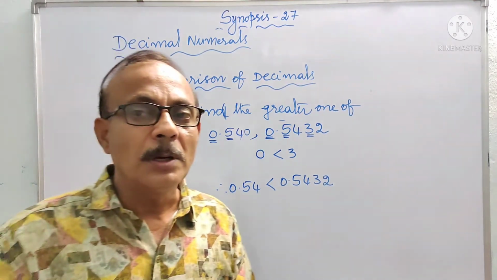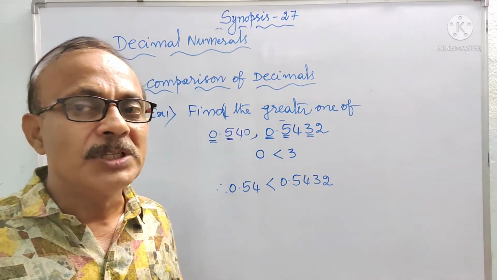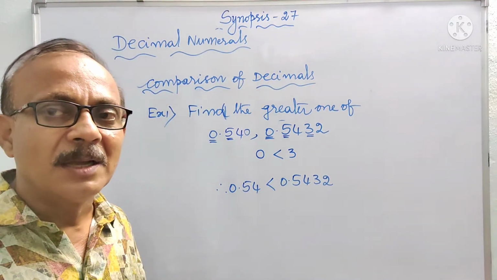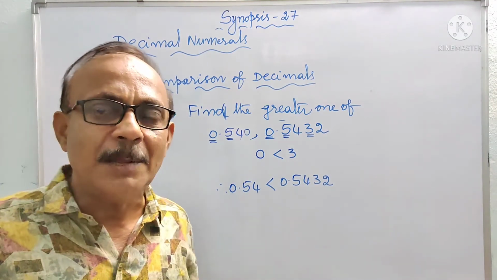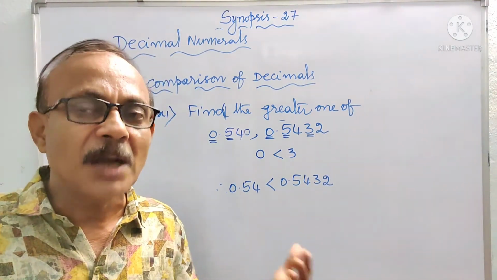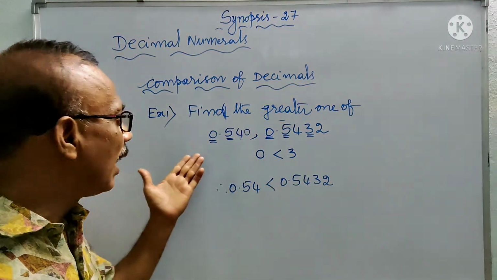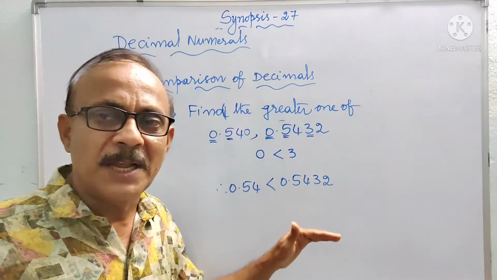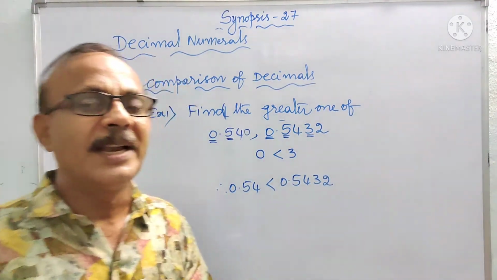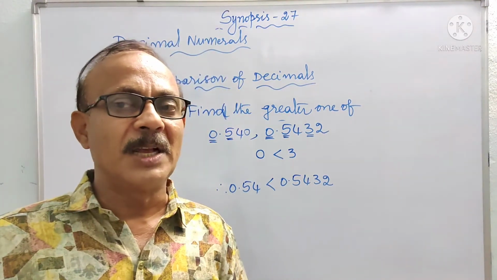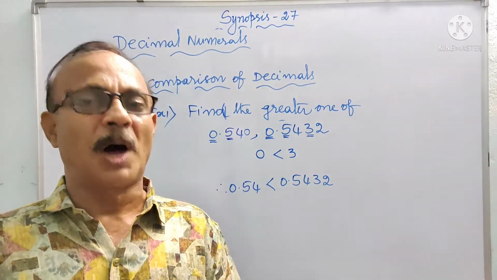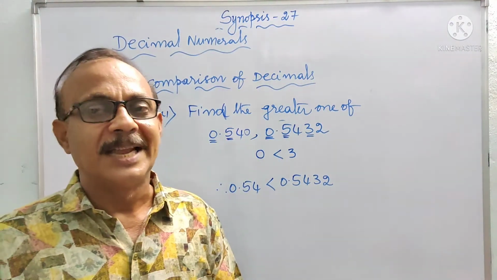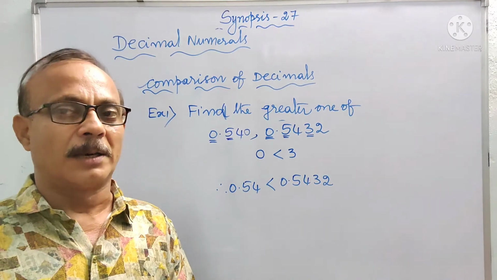When it is possible, we complete the comparison using the whole part only. When it is not possible, we go to the 10th place. If the 10th place decides the matter, it ends there. If it is not possible using the 10th place also, as happened here, we will go to the 100th place, then the 1000th place, and so on. And then finally we decide which of the given two decimals is bigger and which is smaller. And we use the same concept for writing decimals in ascending and descending order.